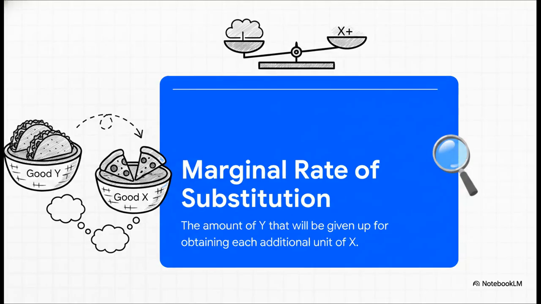But wait, how do we actually move from one basket to another? Well, this introduces a concept called the marginal rate of substitution, or MRS. Think of MRS as the ultimate grocery aisle trading game. It measures the exact amount of good Y, our tacos, that you are willing to sacrifice to put just one additional unit of good X, our pizza, into your cart, all while keeping your overall happiness perfectly level. It's basically the live exchange rate happening right there in your brain.